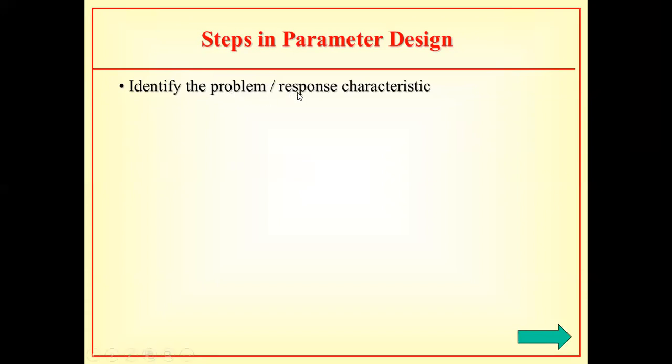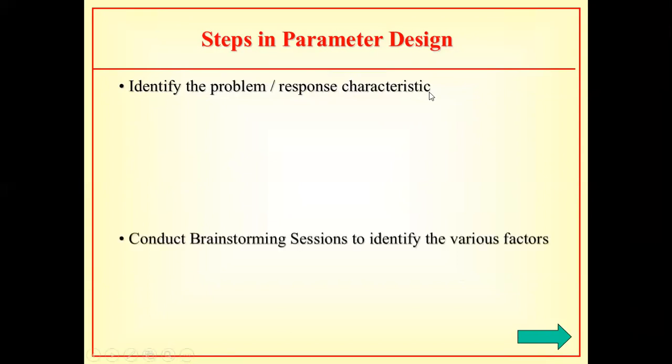Then it says response characteristic output. I want to optimize a turning operation so that the surface roughness is minimum. So surface roughness becomes your response characteristic. So that is the first step.